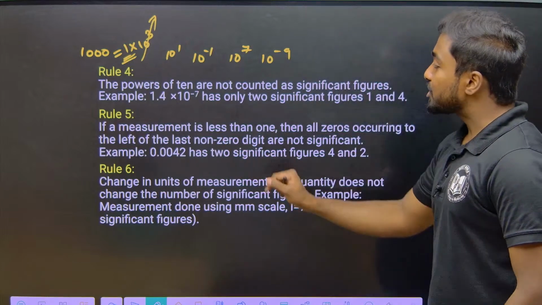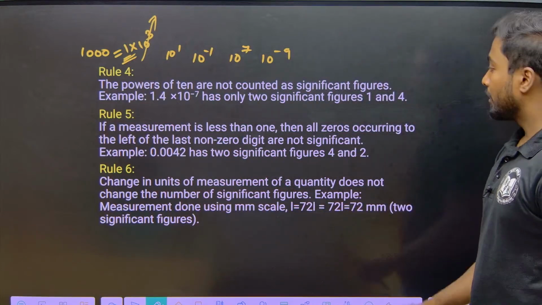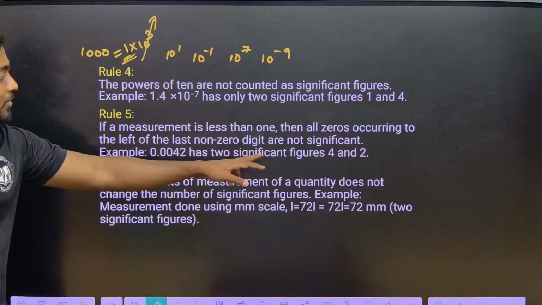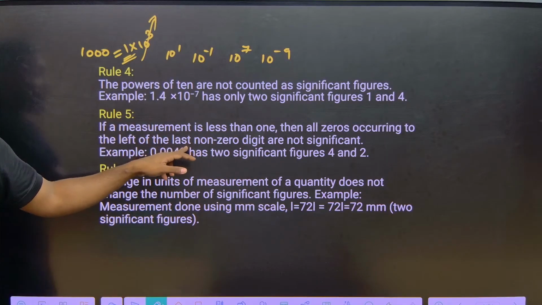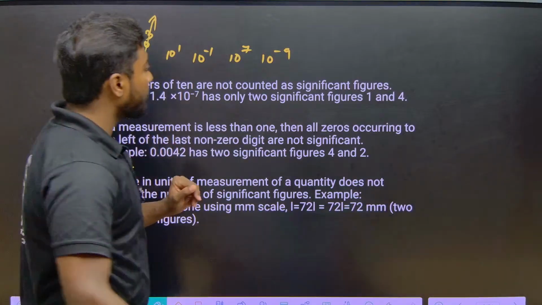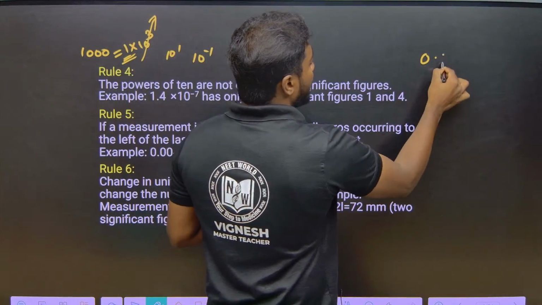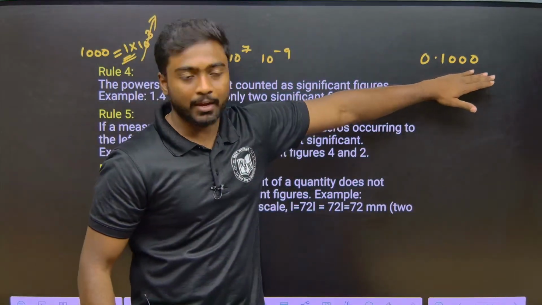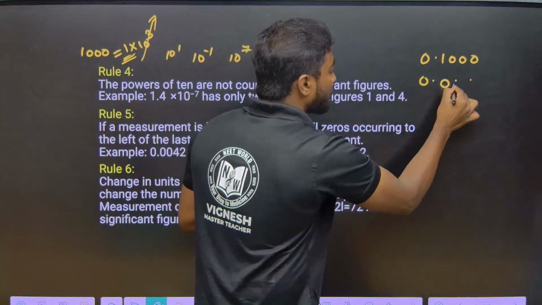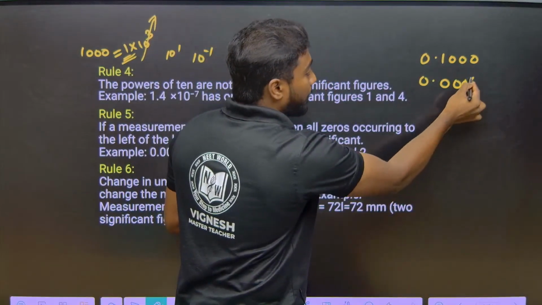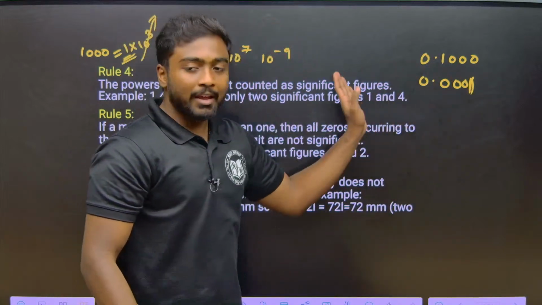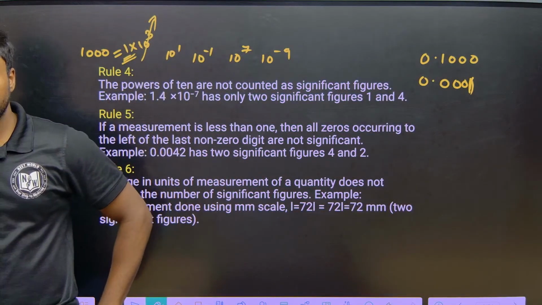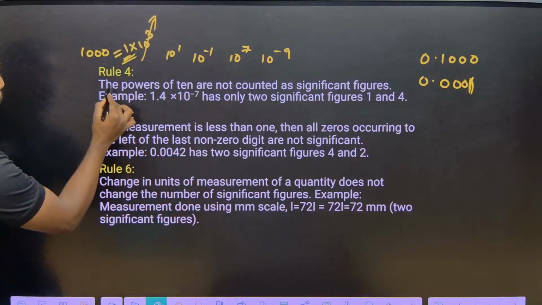Rule number 5, if a measurement is less than 1, in the sense it will be in decimal, like in the points, then all zeros occurring to the left of the last non-zero are not significant. Like I will explain. We have seen that any number with a decimal after it, trailing zeros are counted as significant. But if I take this 0.0001, the non-zero number is there, 1. So before that any zeros occurring, those are non-significant. Understood, no?